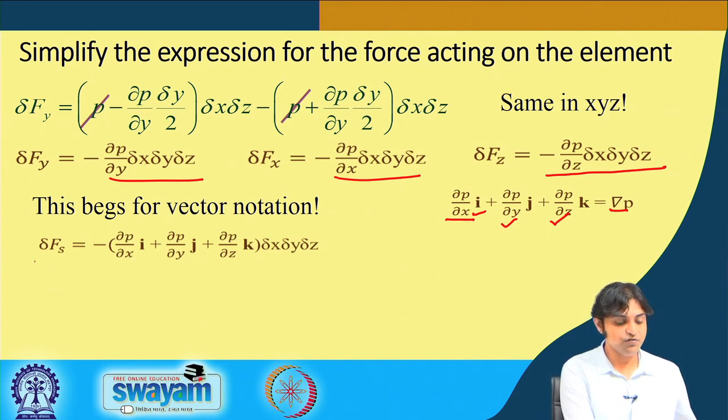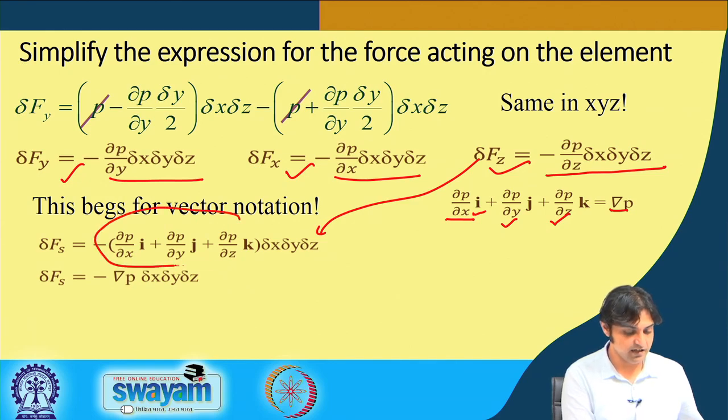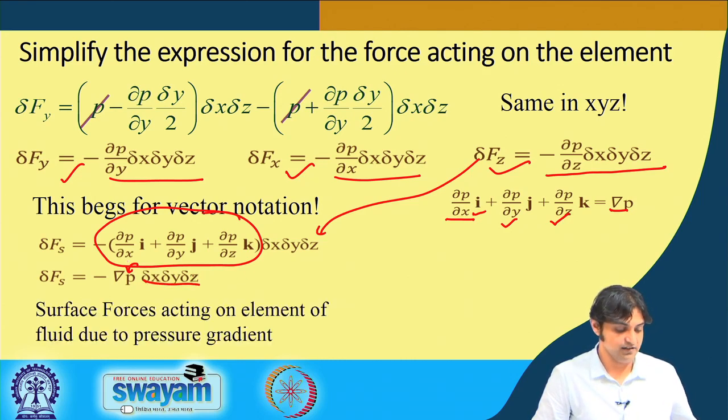So the summation of all the forces here, because this delta Fy is in Y direction, Fx is in X direction, and Fz is in Z direction, we can write the total force. If you sum these three, 1, 2, 3, you are going to get this equation, which is minus of delta P delta X I cap, delta P delta Y J cap, delta P delta Z K cap multiplied by the volume. Okay. So delta Fs can be written as, we can write this entire term as del P. This is a standard mathematical notation, and we keep this delta X delta Y delta Z as it is.